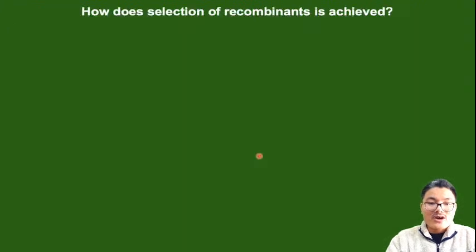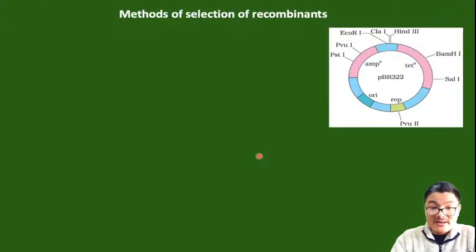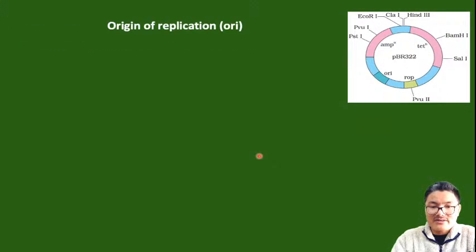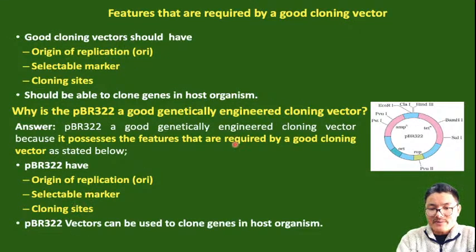So how selection of the recombinant is achieved, regarding which we have two main methods, we'll be discussing in the next class. So far we have tried to understand the features of a good cloning vector, and why pBR322 is said to be a good cloning vector. That is the most important part. pBR322 has an origin of replication, selectable markers like the ampicillin resistance gene and tetracycline resistance gene, and cloning sites for different restriction enzymes.